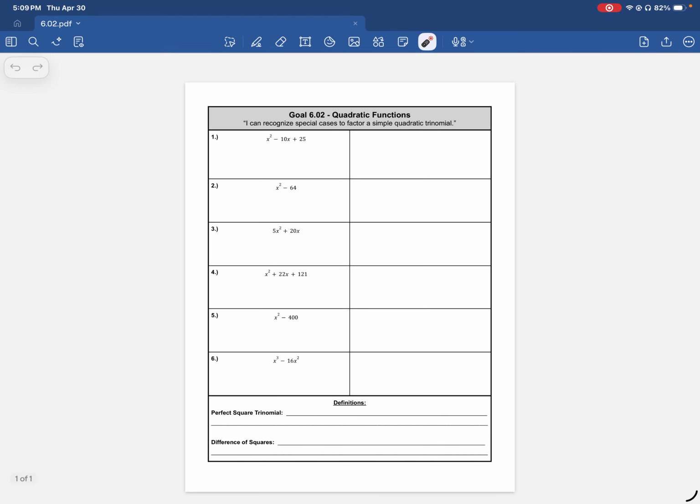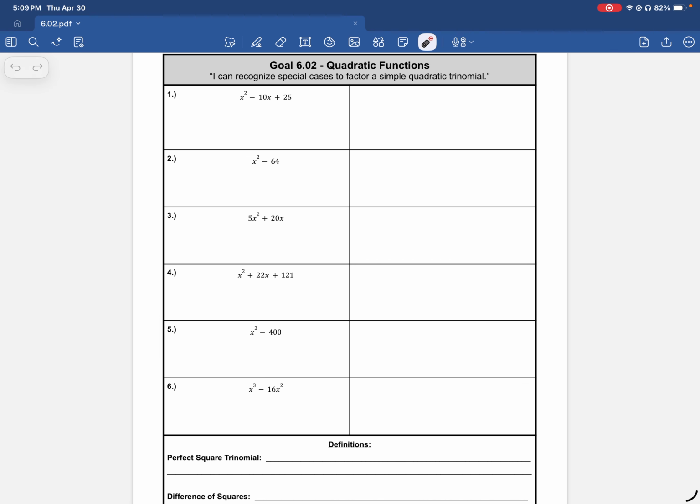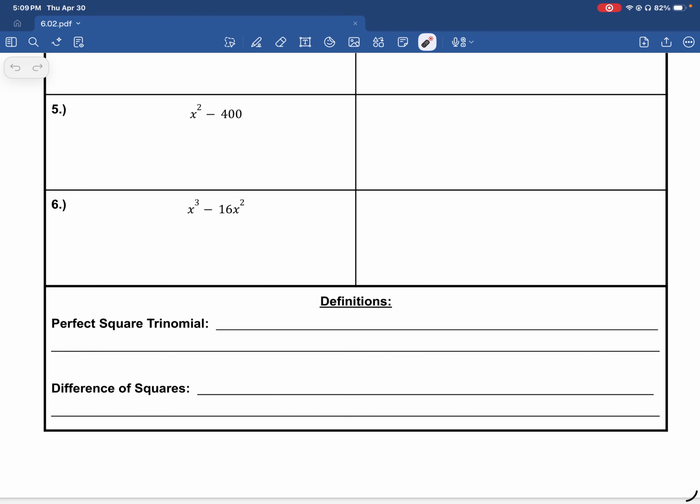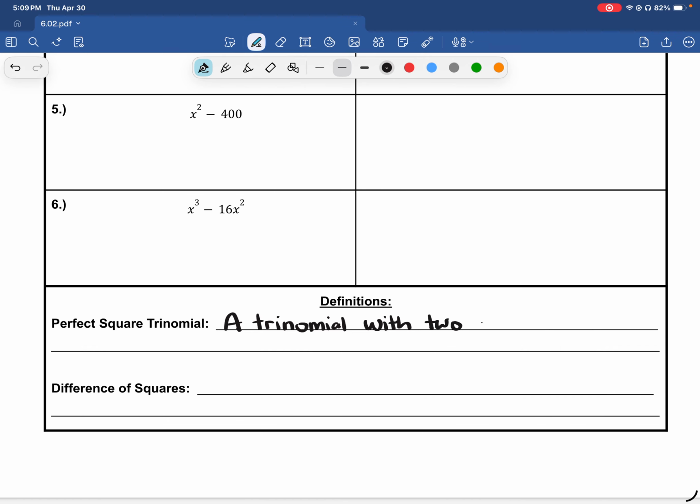Okay. Looking at 6.02, these are all about special cases. So I'll go ahead and jump down to the definition. A perfect square trinomial is a trinomial with 2 of the exact same binomial factors.